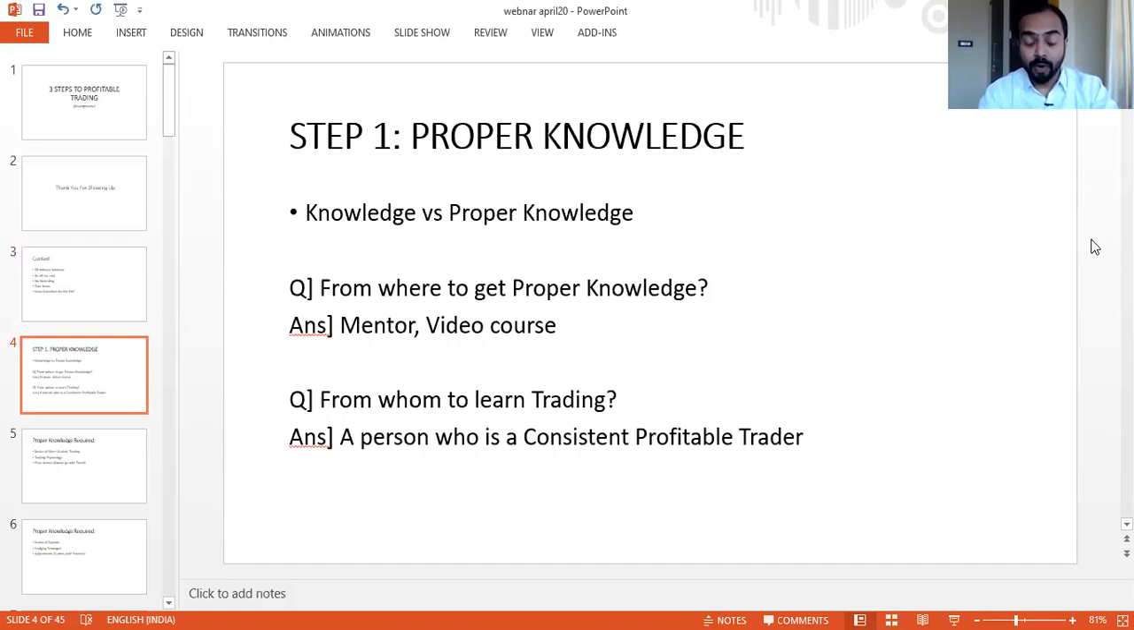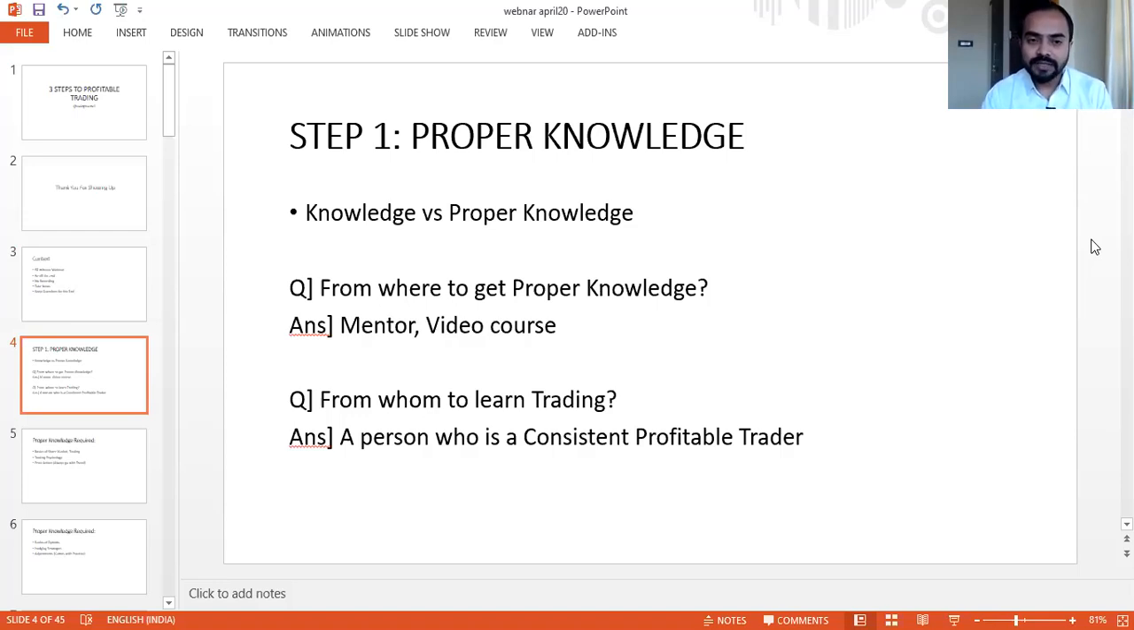But proper knowledge is knowledge which is structured, which is step by step. And if you follow the proper knowledge, you will get the desired result. So now in our case, what is our desired result? Our desired result is to be profitable at the end of the month. So our proper knowledge should lead us to the desired result, which is being profitable at the end of the month.